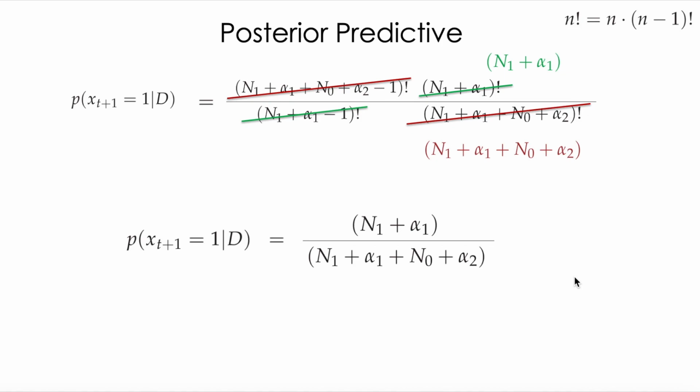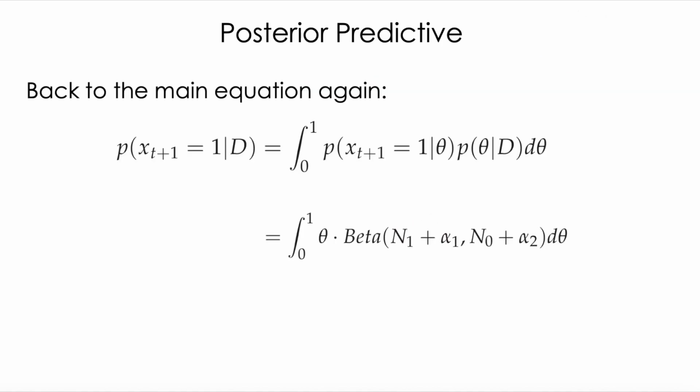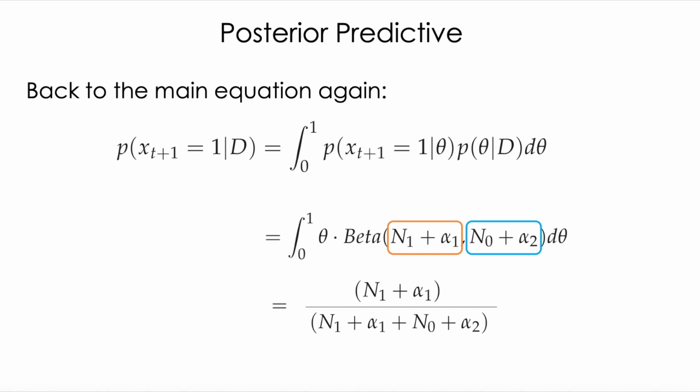Okay, so this is the result of our posterior predictive. So if we go back to the main equation, we will end up with this result. And as we can see, the posterior parameters are exactly the numbers that go here in the factors, right? So basically, the posterior parameters are the main numbers that go in the final result of the posterior predictive.